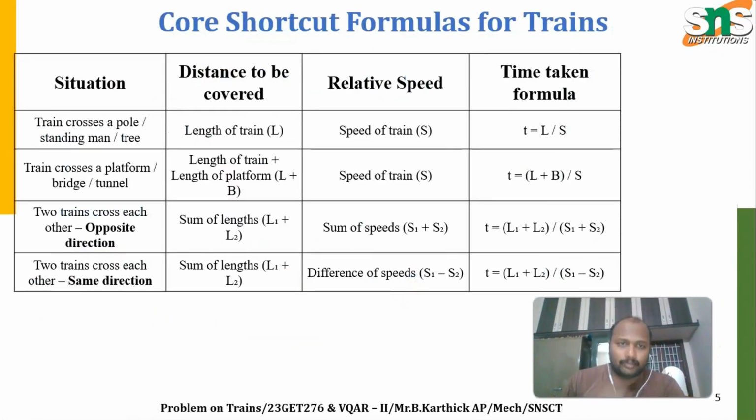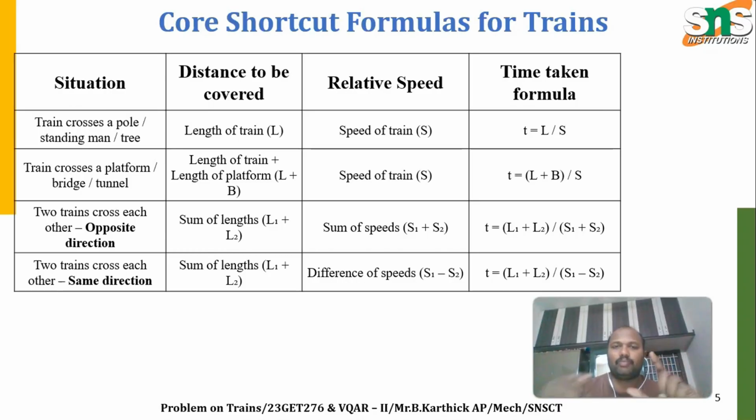Here you can see there are some situations on trains. The first one is a train crossing a pole, a standing man or a tree. Here the pole, standing man and tree have no speed, so the distance covered is the length of the train. If a train is crossing a man, the train has to cross completely. If just the engine is crossing, we cannot say the train has crossed. If a train has 10 compartments and 5 or 7 compartments have crossed, we cannot say that the train has completely crossed the pole, man or tree.